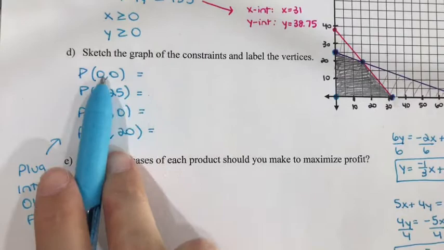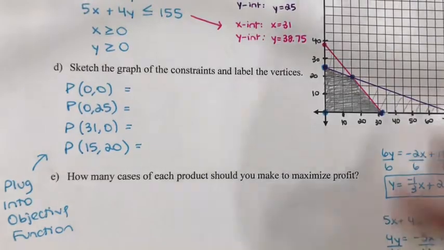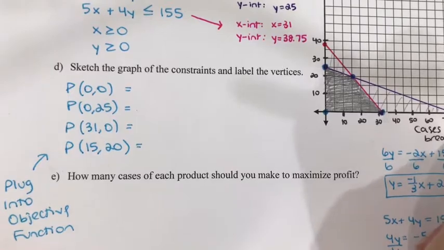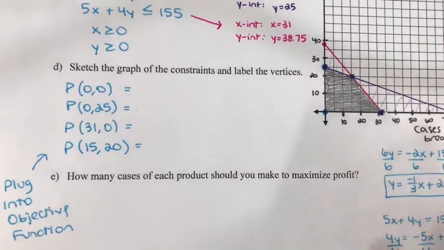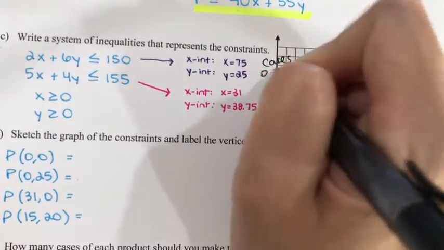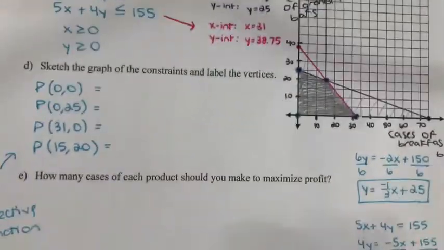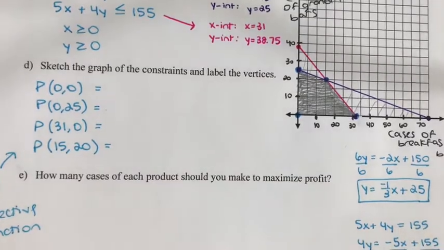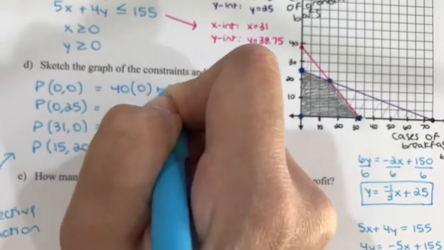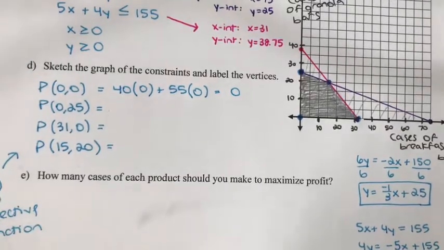So our first combination says, okay, we've got 0, actually let's label our variables here. So our x-axis was cases of breakfast bars. Okay, and our y-axis was cases of granola bars. Okay, so our first possible combination says, okay, what if we make 0 of each? Well, clearly, if you plug 0 in, you're making 0 profit. Okay, so we know we're definitely not going to choose that.